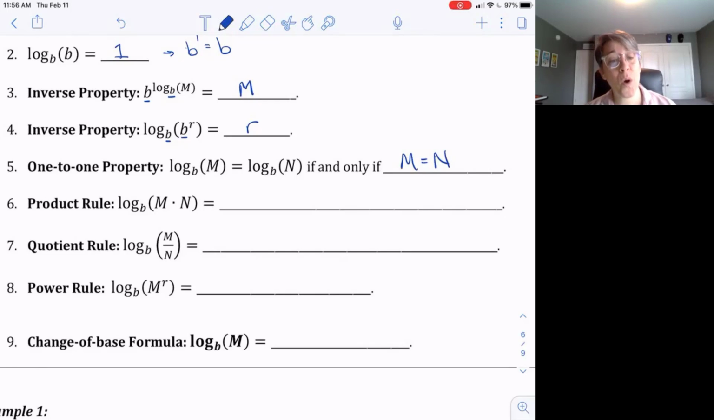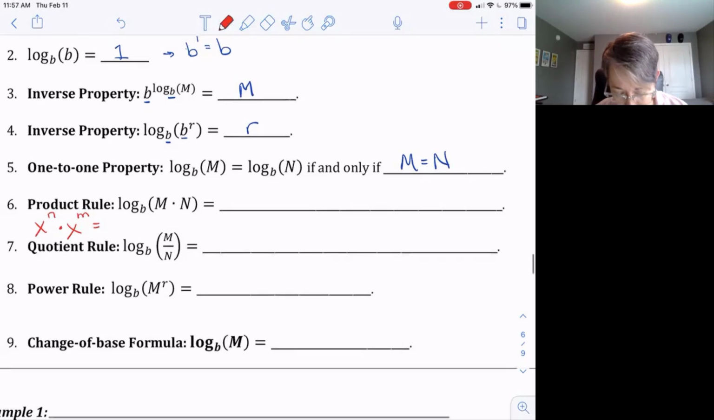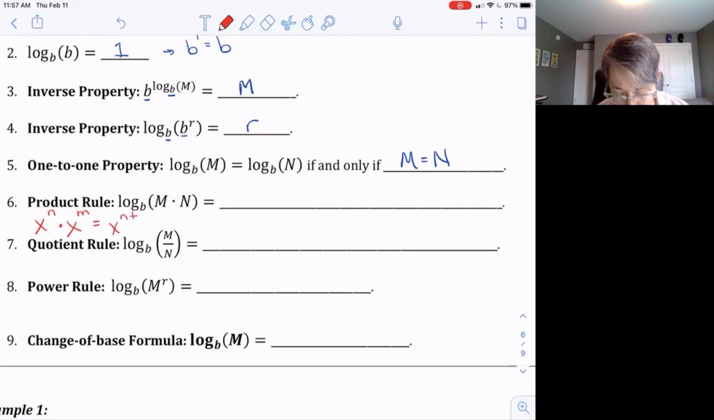Then we have a product rule. This product rule is based on the fact that if we have, let's say, a number x to the n times x to the m, if we multiply like bases, we end up adding their exponents. The same is true of the logarithm. If the arguments are being multiplied, we can split them up as log base b of the first argument plus log base b of the second argument.